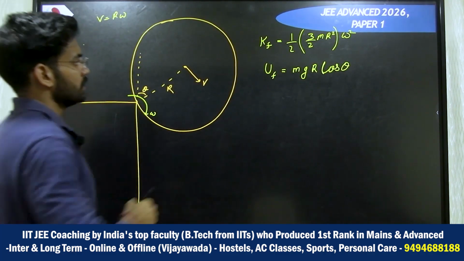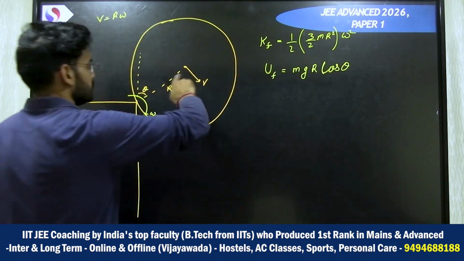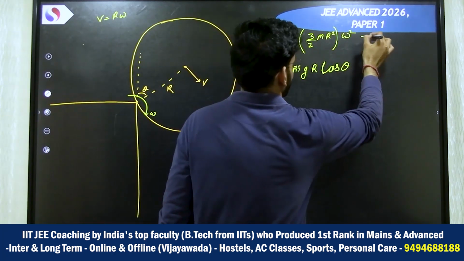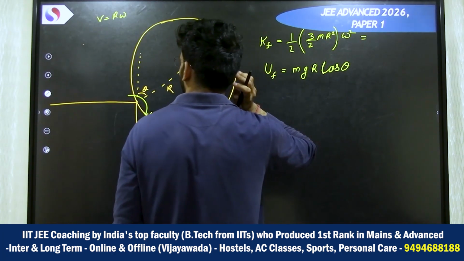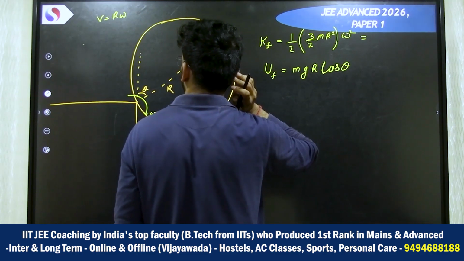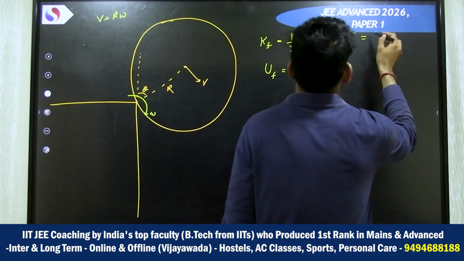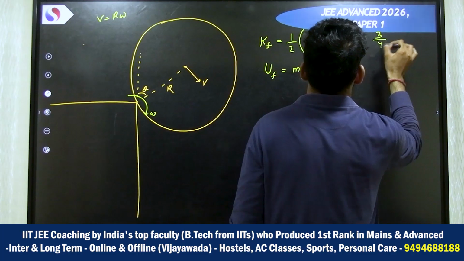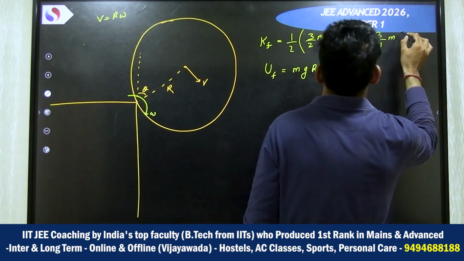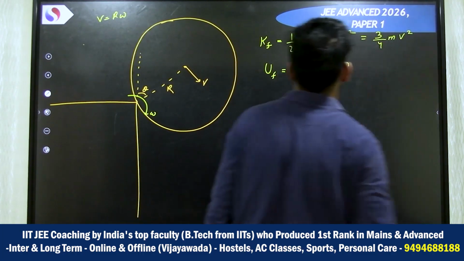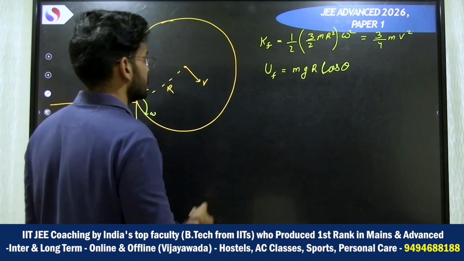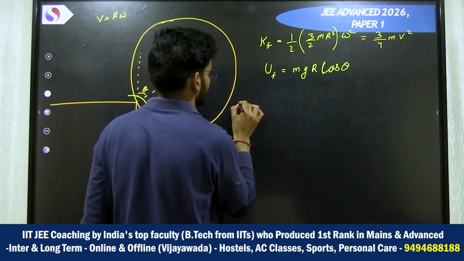Okay. If you want, you can write down v equals R omega. By that you can write down the v only, because at the end our goal is to find out the v, correct? Yes. So we can also say this is 3 by 4 m v square, right? So if you write down kinetic energy initial, that will be what?